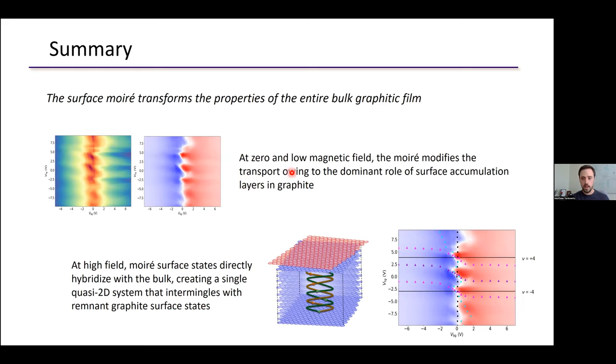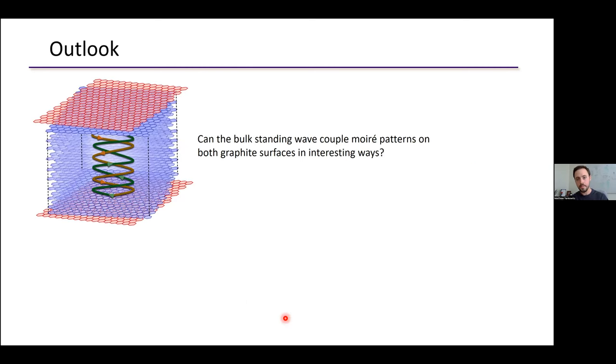So at zero and low magnetic field, the Moire modifies transport owing to the dominant role of surface accumulation layers in graphite. It's really coming from the fact that graphite is a semi-metal, but one that's very weakly doped in the bulk. So we can put almost as much charge or more on the surfaces than exists in the bulk, and we can really get transport that's dominated by the surfaces. And then at high field, the Moire surface is directly hybridized with the bulk, owing to this standing wave effect in the lowest Landau level. This effectively creates a single quasi-2D system that has this complex intermingling with remnant surface states on the graphite.